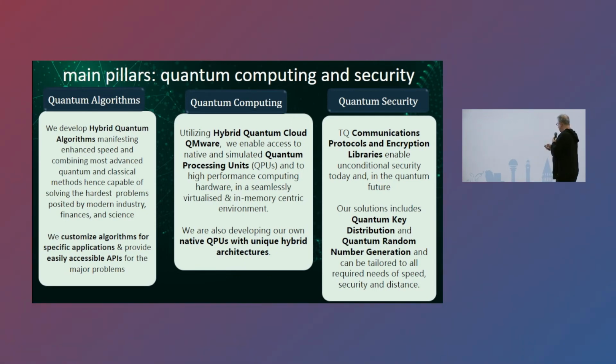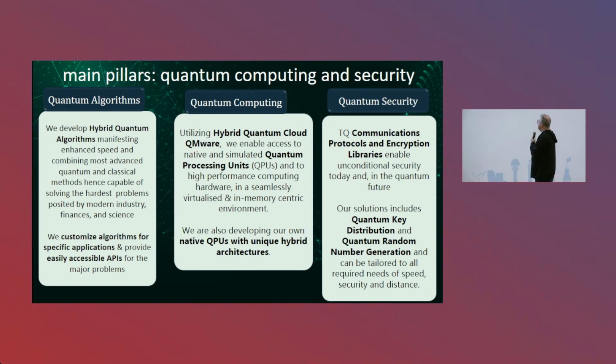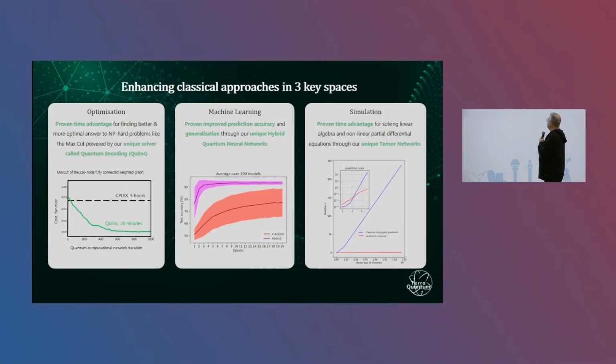And then another pillar of computation and security is quantum communications, new protocols and encryption libraries, about which I'll tell a little bit more detail. We promise complete 100% secure storage and communication of data over large distances, absolutely unavailable to anybody else. This is one of the examples.